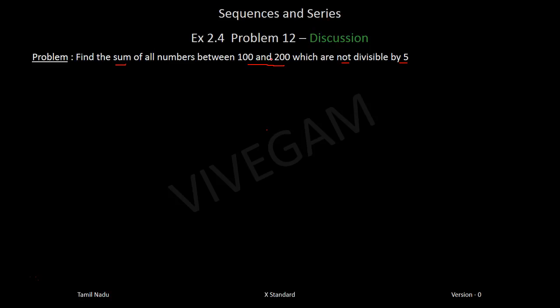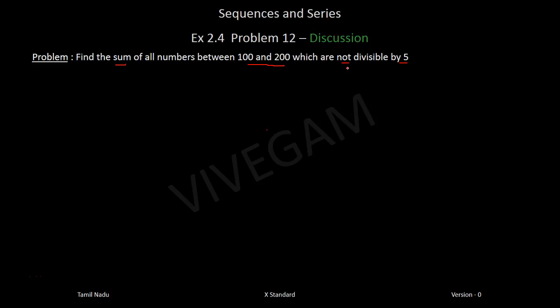You can get it. Next, using the same series, calculate the numbers which are divisible by 5. In that case the first number will be 105, second number will be 110, and the last number will be 195. Find the sum of that AP series. Then subtract the divisible by 5 from the total. That will give you not divisible by 5. So broadly keep that in mind.